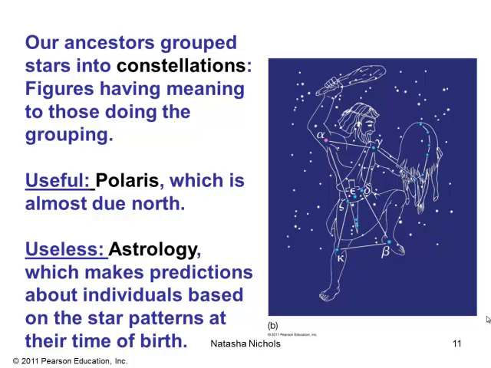What is absolutely useless is what we call astrology, which makes predictions about individuals based on the star patterns at their time of birth. Astrology is not a science, and please do not confuse it with astronomy.